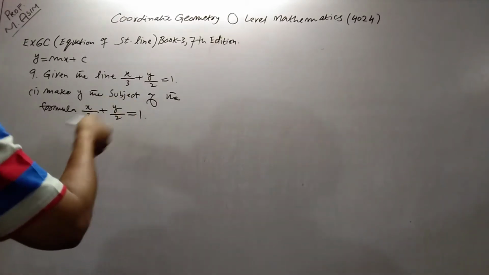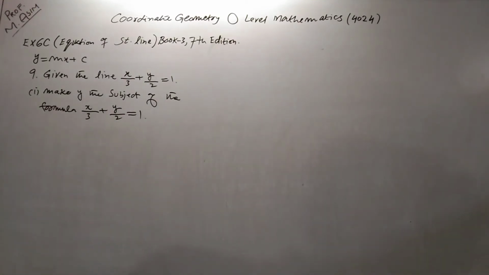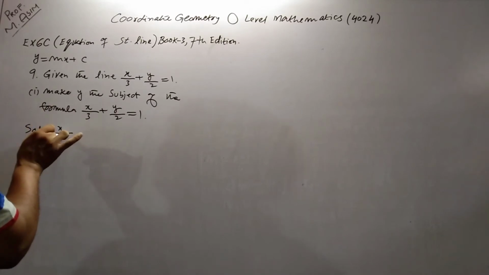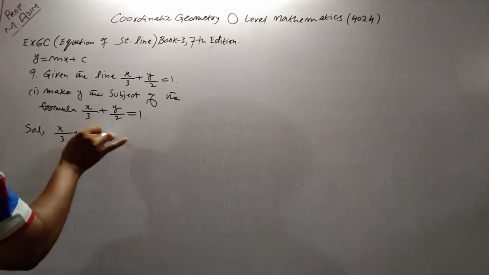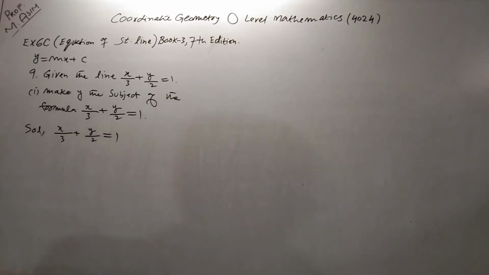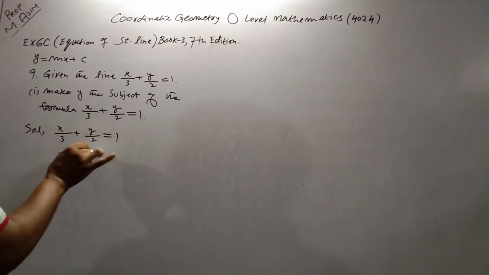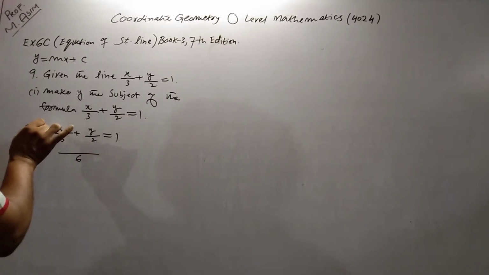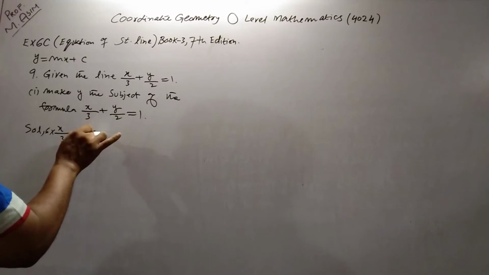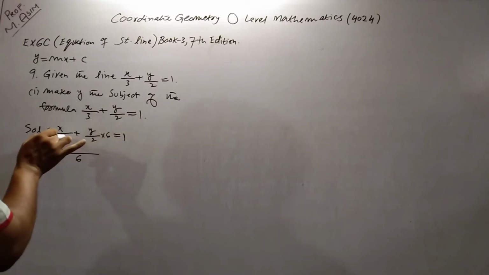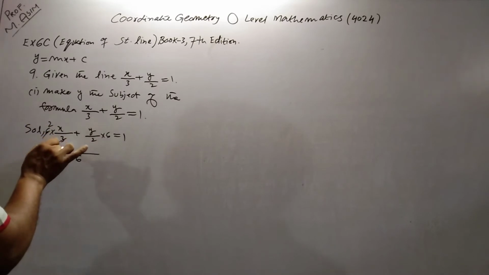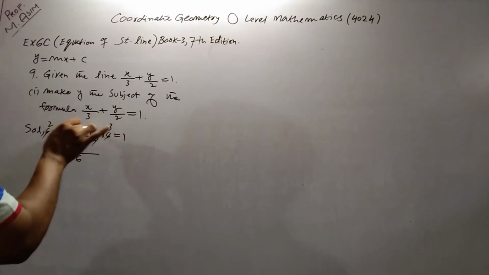Student, very easy part. We have already learned how to make y the subject with the help of the given equation of a straight line. So the solution of part 1 is, take this equation, x upon 3 plus y upon 2 is equal to 1. Take LCM of 3 and 2. What is the LCM of 3 and 2? 6. Multiply 6 by both sides. 3 ones are 3, 3 twos are 6. This is 2x. 2 ones are 2, 2 3s are 6. 3 into y.